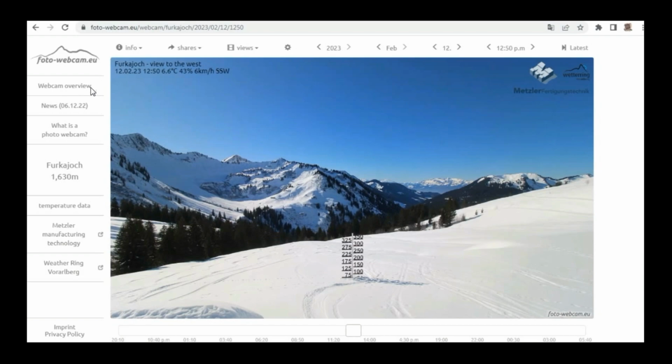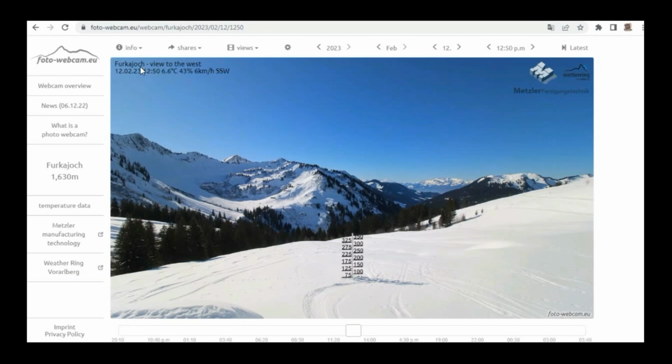Pictures on this camera every 10 minutes, and we can see the information up here. It's the 12th of February 2023. It's 12:50 in the PM and 6.6 centigrade. It's a shame that the pictures on this camera are every 10 minutes because something quite interesting happens.